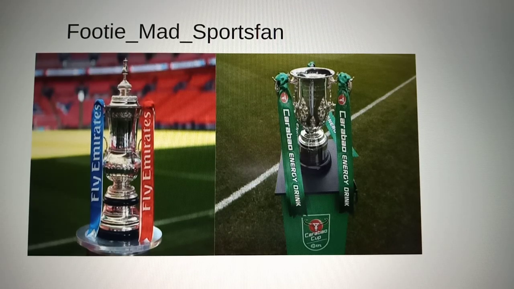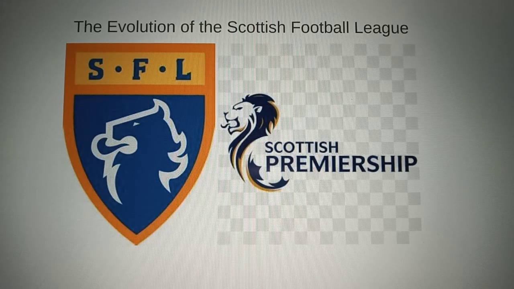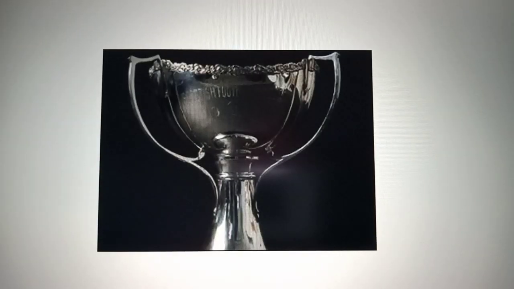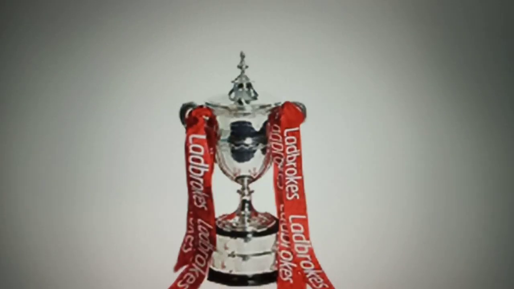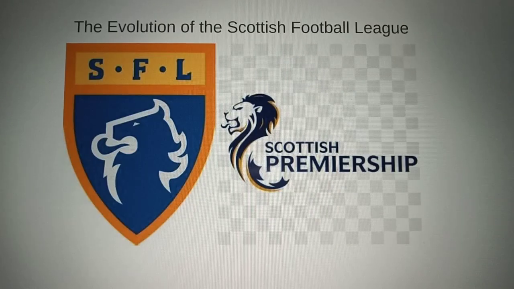Today we're going to look at the evolution of the Scottish Football League. It was set up in 1886.